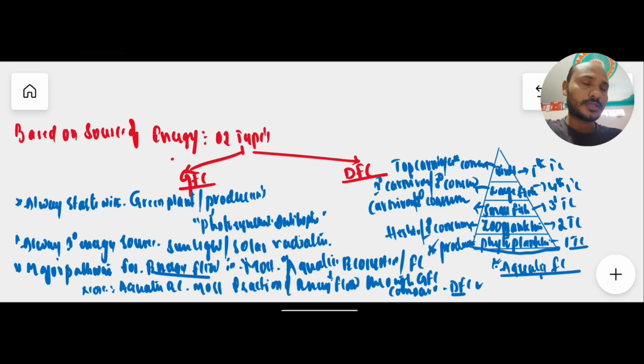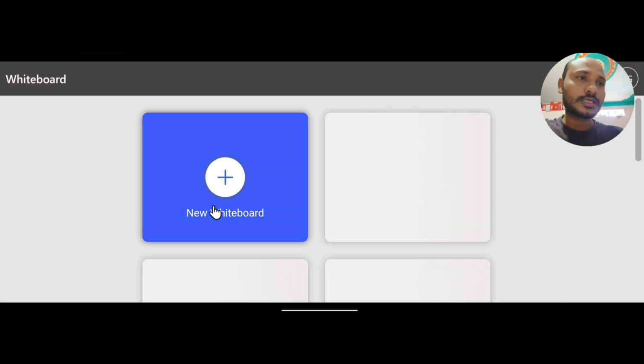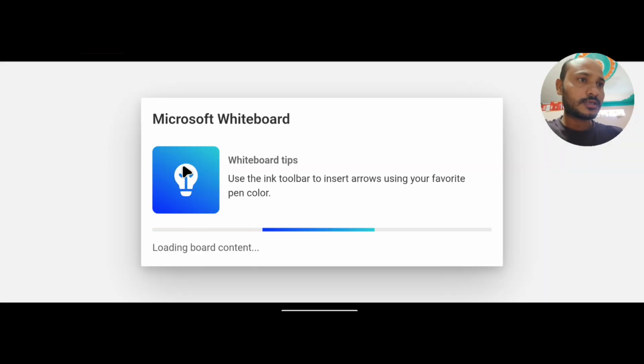So most of the fraction of energy flows through the GFC rather than the DFC. Okay, so this is all about the GFC. And here we need to discuss another important type in GFC. GFC can also be divided into two types based on two criteria.